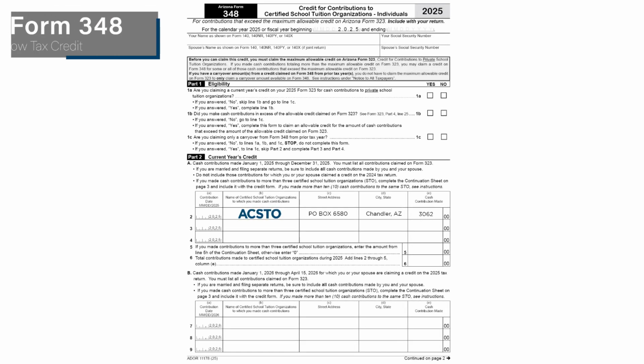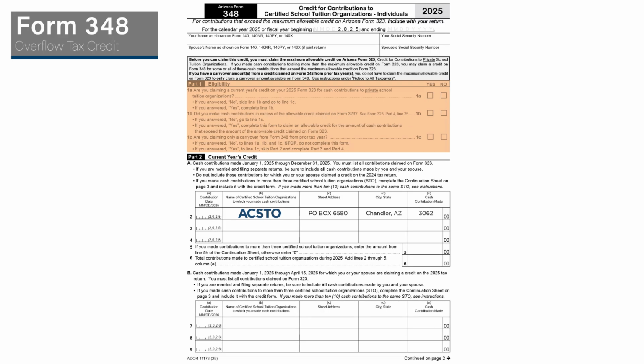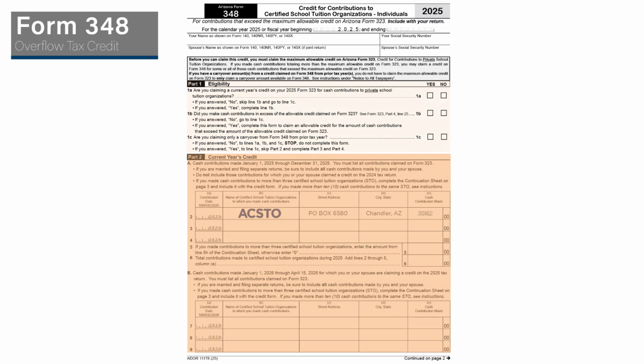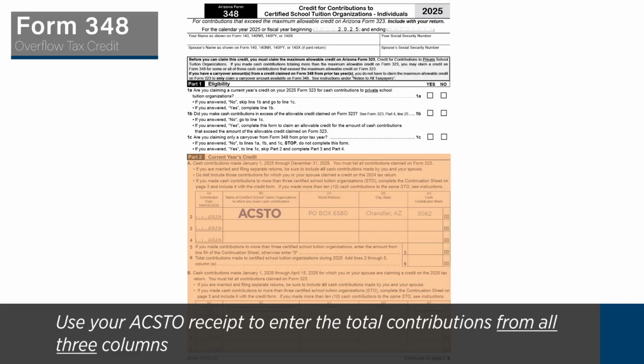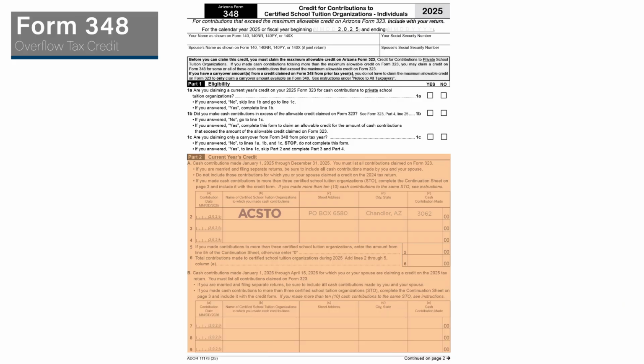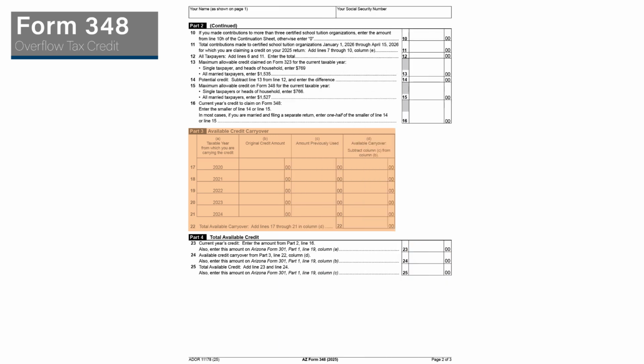Overflow donations are reported on Form 348. Part 1 confirms eligibility, since the overflow credit is only available if you've donated the maximum to the original tax credit for the same claim year. If eligible, complete the form using the information on your receipt. Make sure to enter the total contributions from all 3 columns for the specified contribution dates. Part 3 is for the overflow carryover, if applicable.